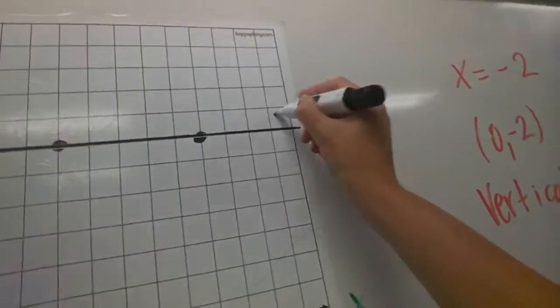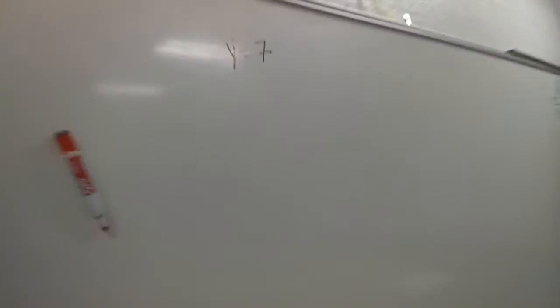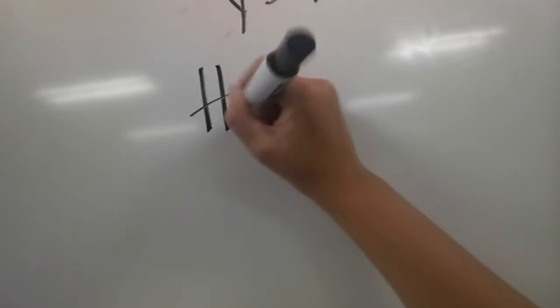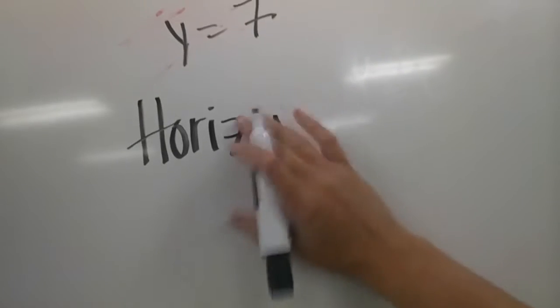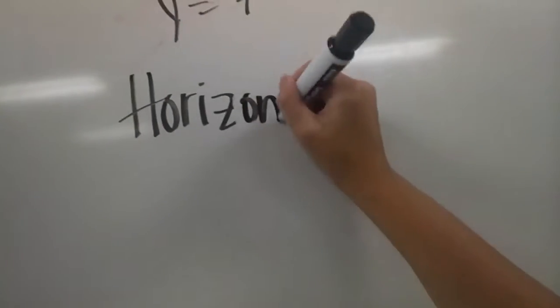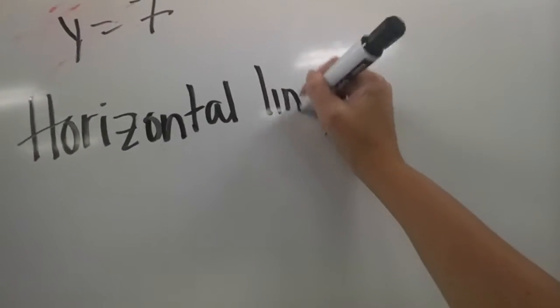All right, draw your arrows. So y equals 7, okay? So if it is y equals 7, we know it's horizontal. Y has to be 7. Horizontal, it helps if I can spell horizontal line.